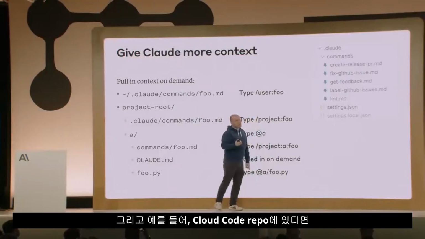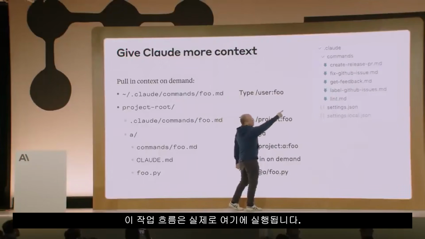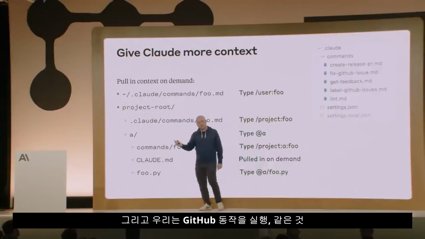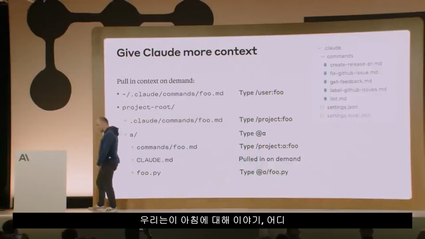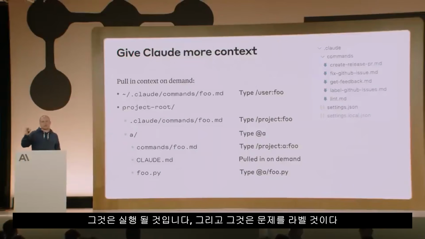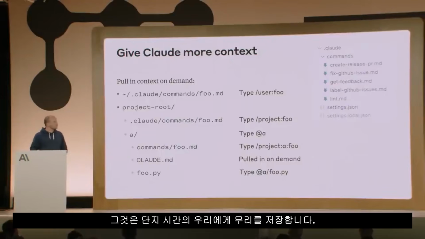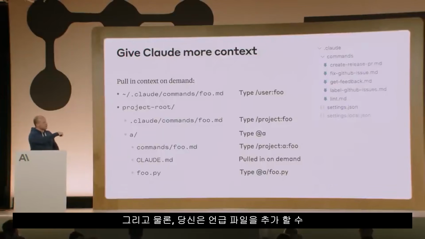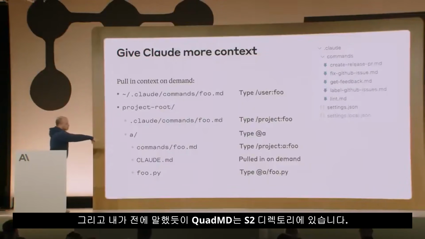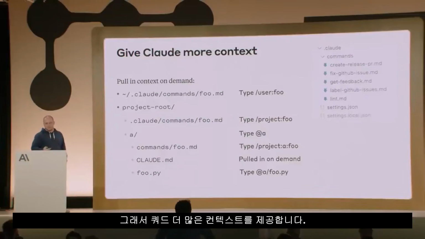For example, if you're in the Claude Code repo and you see issues getting labeled, that's actually this workflow running here. It's labeling GitHub issues. We have a GitHub Action running, the same one we talked about this morning, where Claude Code will run this command, and it's just a slash command. It'll run, and it'll label the issues, so humans don't have to. It just saves us a bunch of time. And of course, you can @mention files to pull them into context. And like I said before, CLAUDE.md files in a nested directory get pulled in when Claude works in that directory.